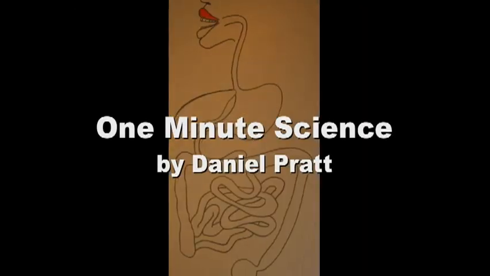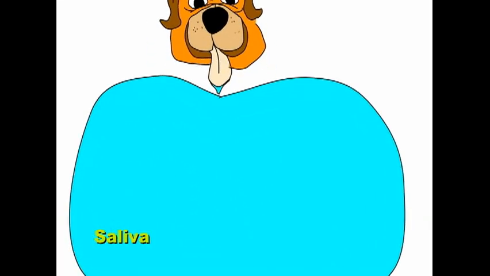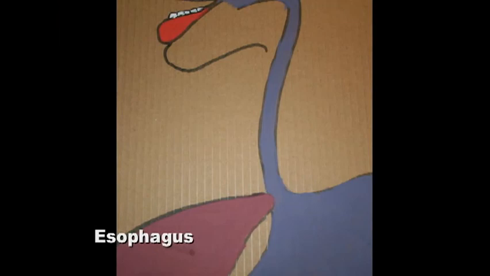Hello young scientists, today we're going to learn about the digestive system and what happens to your food when you eat. First of all, you put your food in your mouth and mash it up with your teeth. When you do this, it gets all mixed up with your saliva, the liquid your mouth produces, which helps to break it down. Then, when you've chewed it into a kind of paste, you swallow it and it travels down a tube called the esophagus to your stomach.